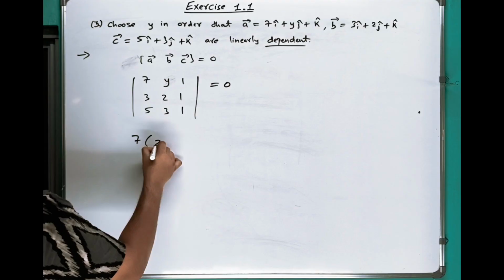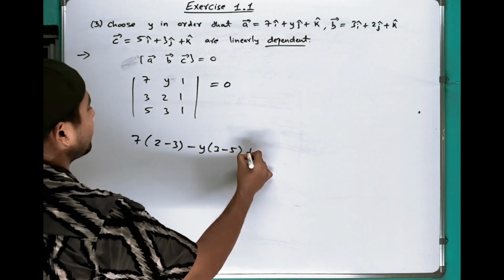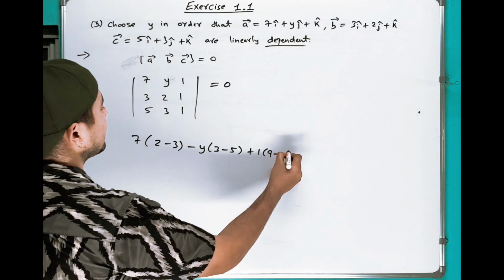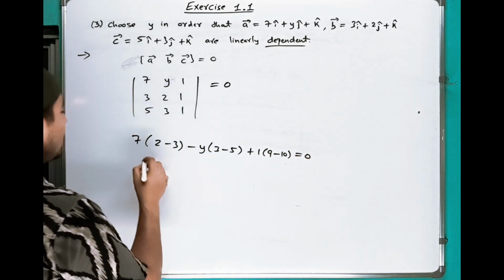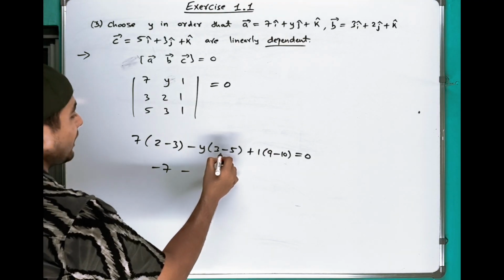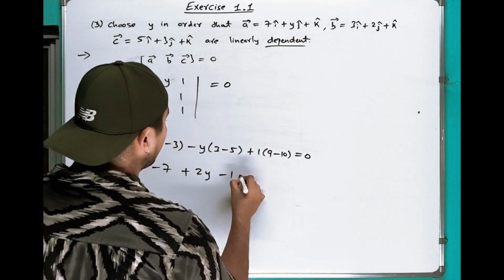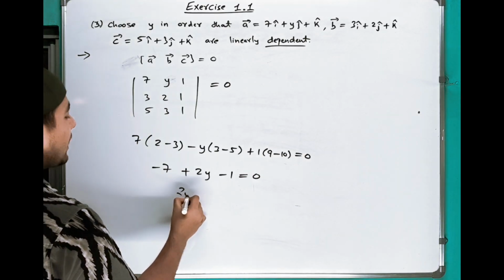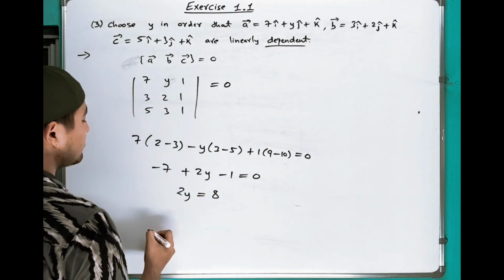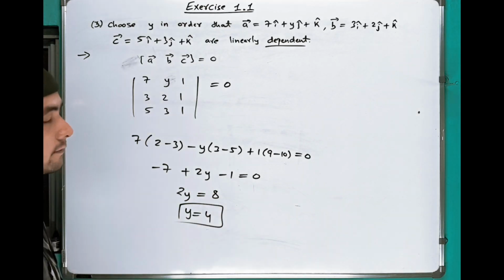So 7 into (2 minus 3), minus y into (3 minus 5), plus 1 into (9 minus 10), equal to 0. So this is minus 7 minus y into minus 2, which is 2y, and this is again minus 1, equal to 0. So 2y is equal to 8. So y equals 4. So this is the value of y.